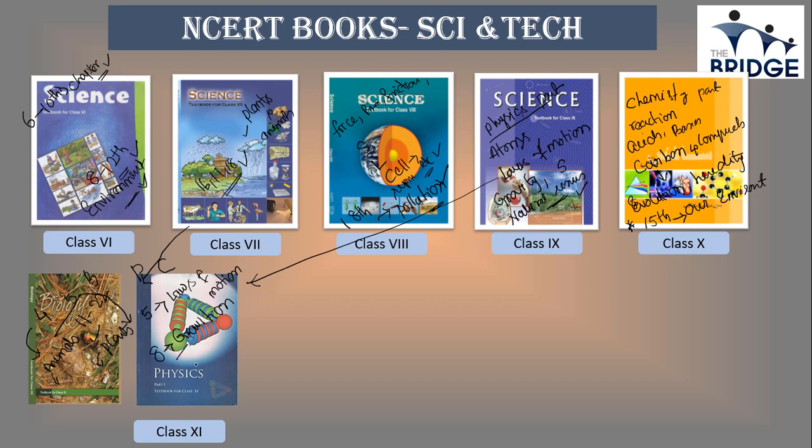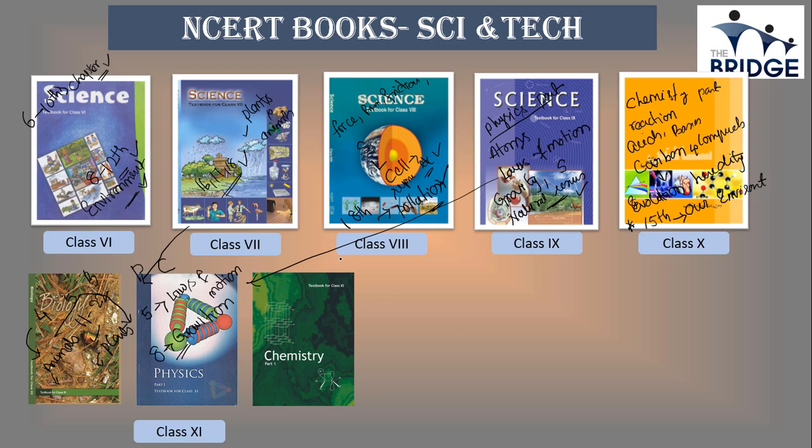Clear? Now moving on to the chemistry book. See, in the chemistry book of 11th class, you have to cover only the 14th chapter. The 14th chapter is environmental chemistry, or you can say the application of chemistry or the significance of chemistry in the environment.